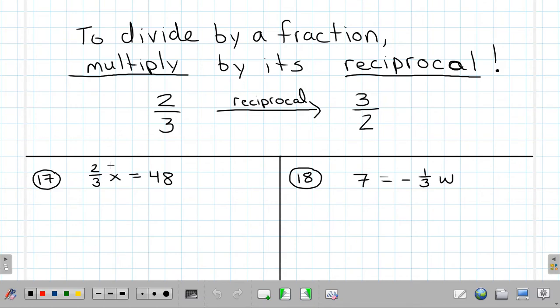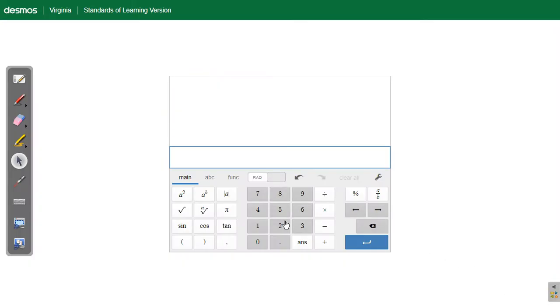Okay, so what do I mean by that? Well, number 17, what are we doing? We're multiplying 2/3 times x, and that's equal to 48. Well, we're multiplying times 2/3, so that means we would need to divide by 2/3. But instead of dividing by a fraction, because that can get pretty messy, even though your calculator can handle it, you're going to divide.